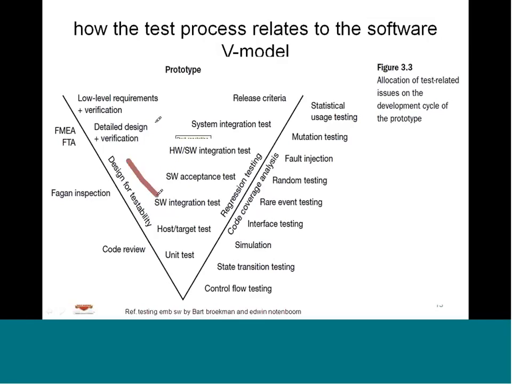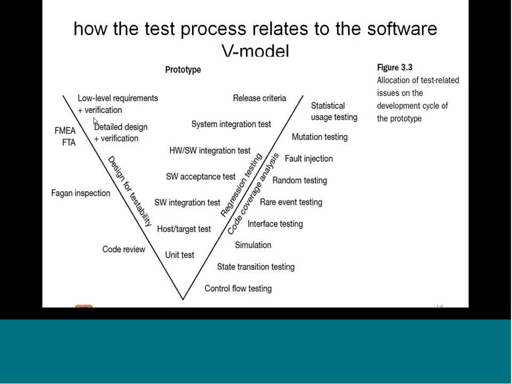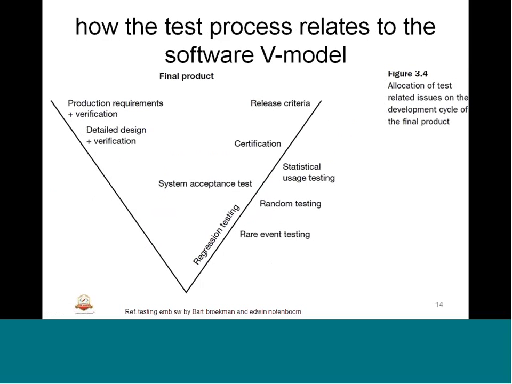For the final product also, production requirements will be there, verification requirements also will be there, detailed design and detailed design requirements verification will be there. Accordingly, we are going to have the product certification mechanism, certification testing or acceptance testing, system acceptance testing, and regression testing for multiple versions of the software, with change in the software only, no requirements or design modifications which are impacting the tests. So that's how test processes are aligned with the V model.